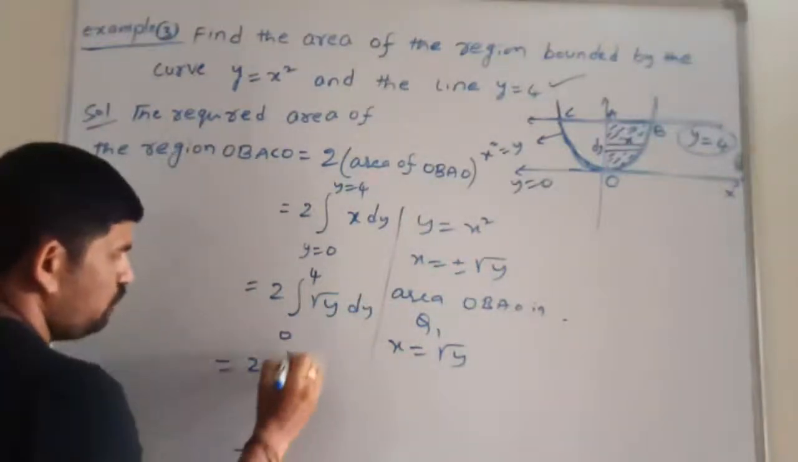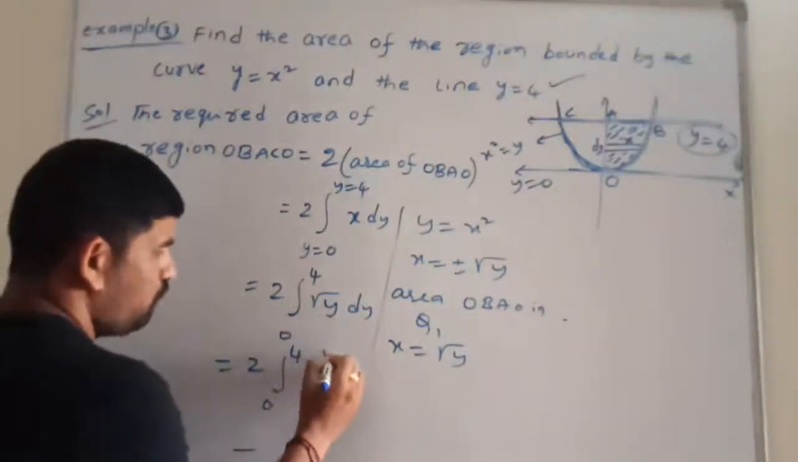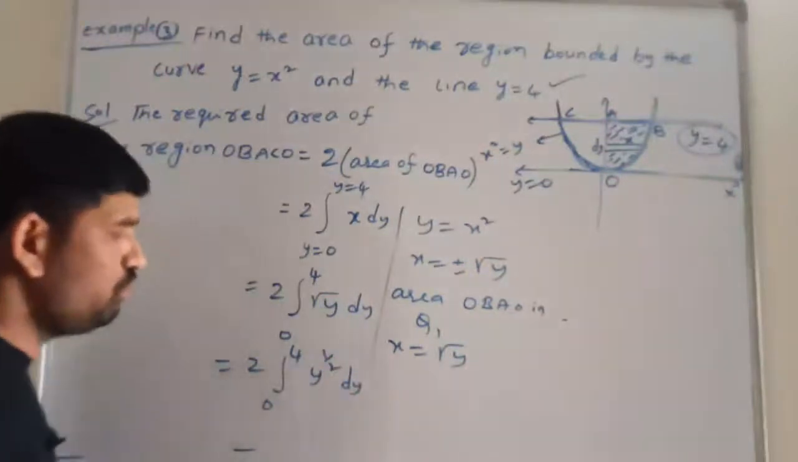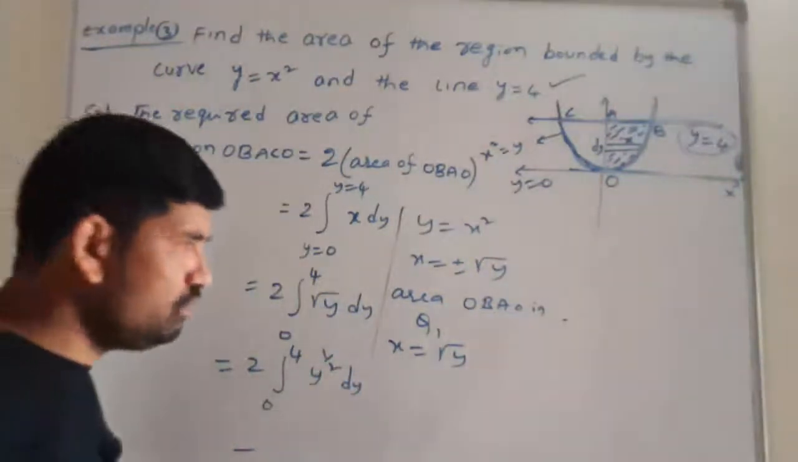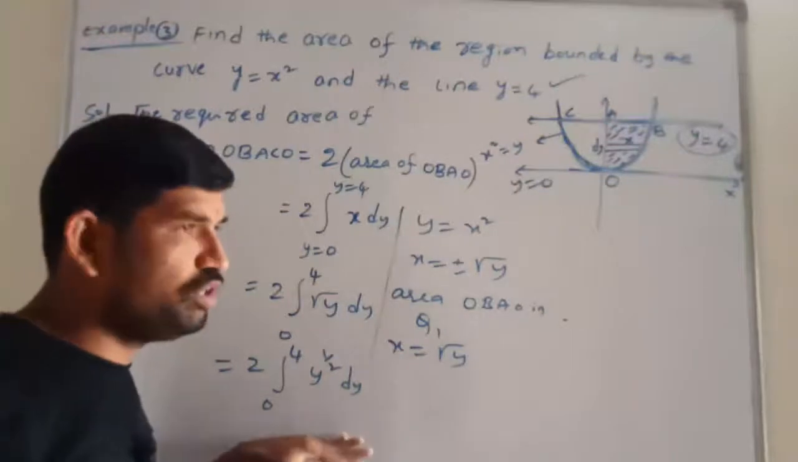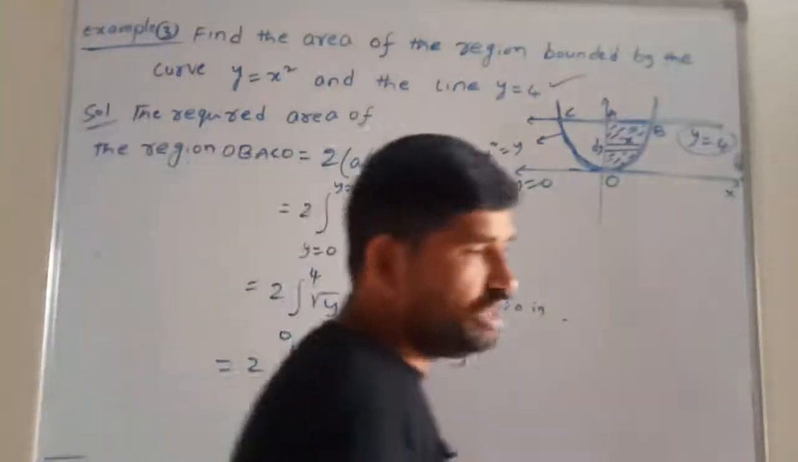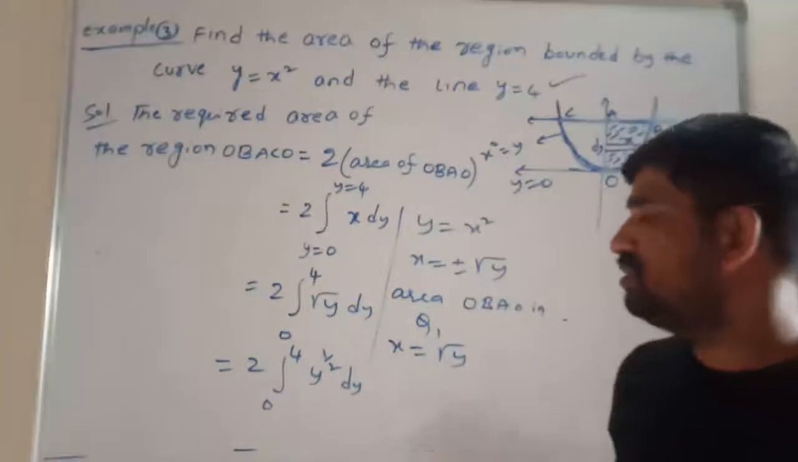So integration from 0 to 4, we know that root y can be written as y power 1 by 2. Just complete this one up to here. I am going to rub this part. Please do fast. Copy this one please.